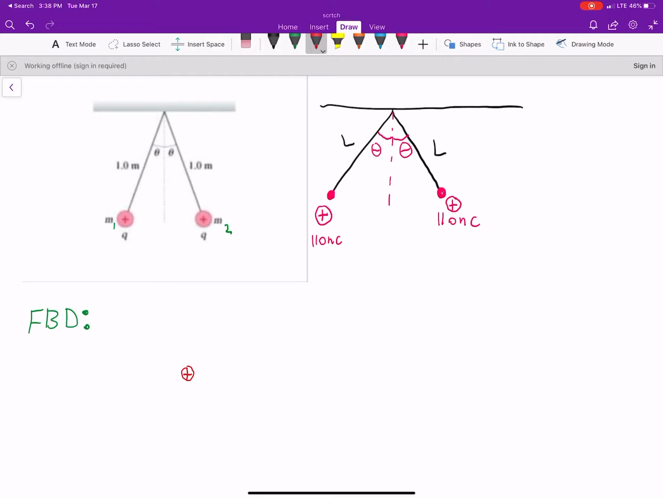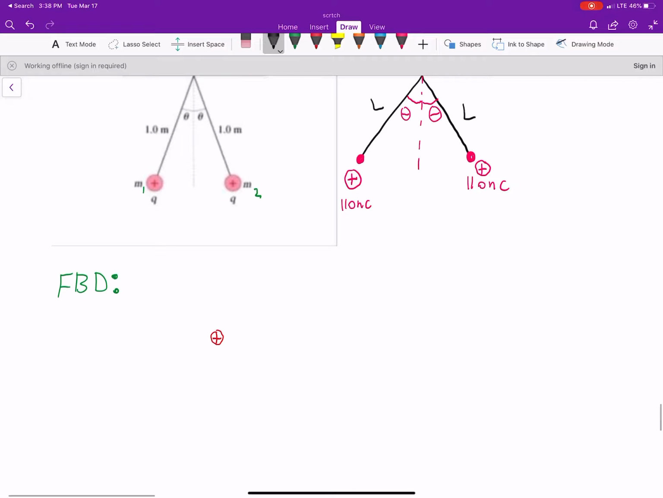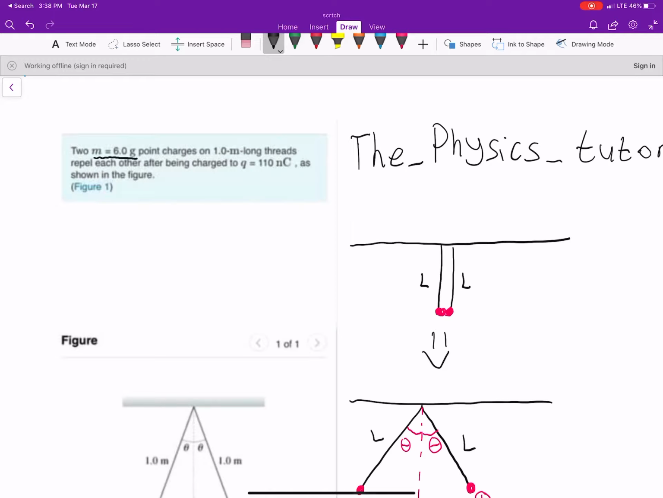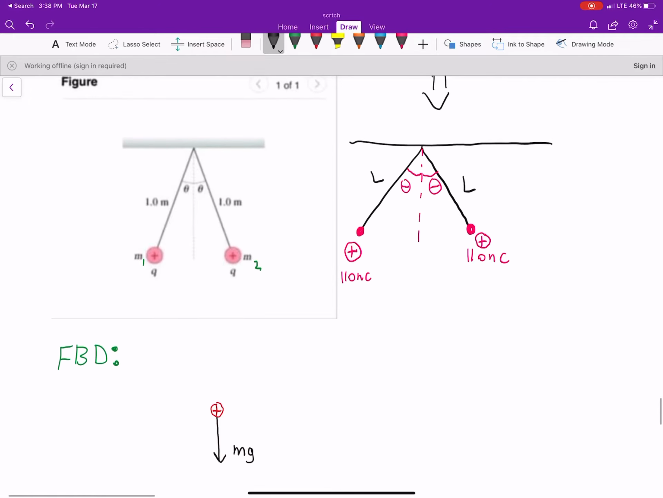Now, what forces are acting on it? I like to start with non-contact forces. So gravity, which is just mg. Sometimes with these problems, there's not always a weight force, but because these are 6 grams, it mentions in the problem the masses are 6 grams, there's going to be a weight force. It's not something that can be neglected.